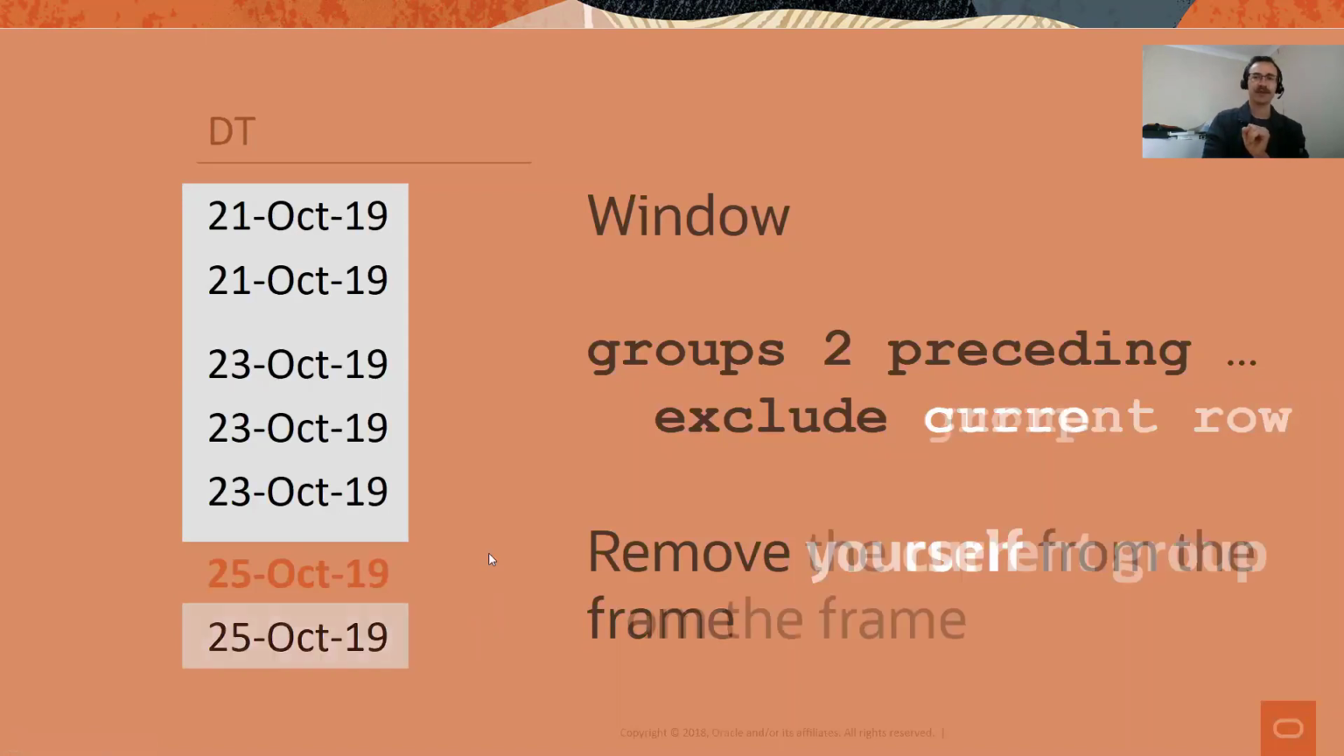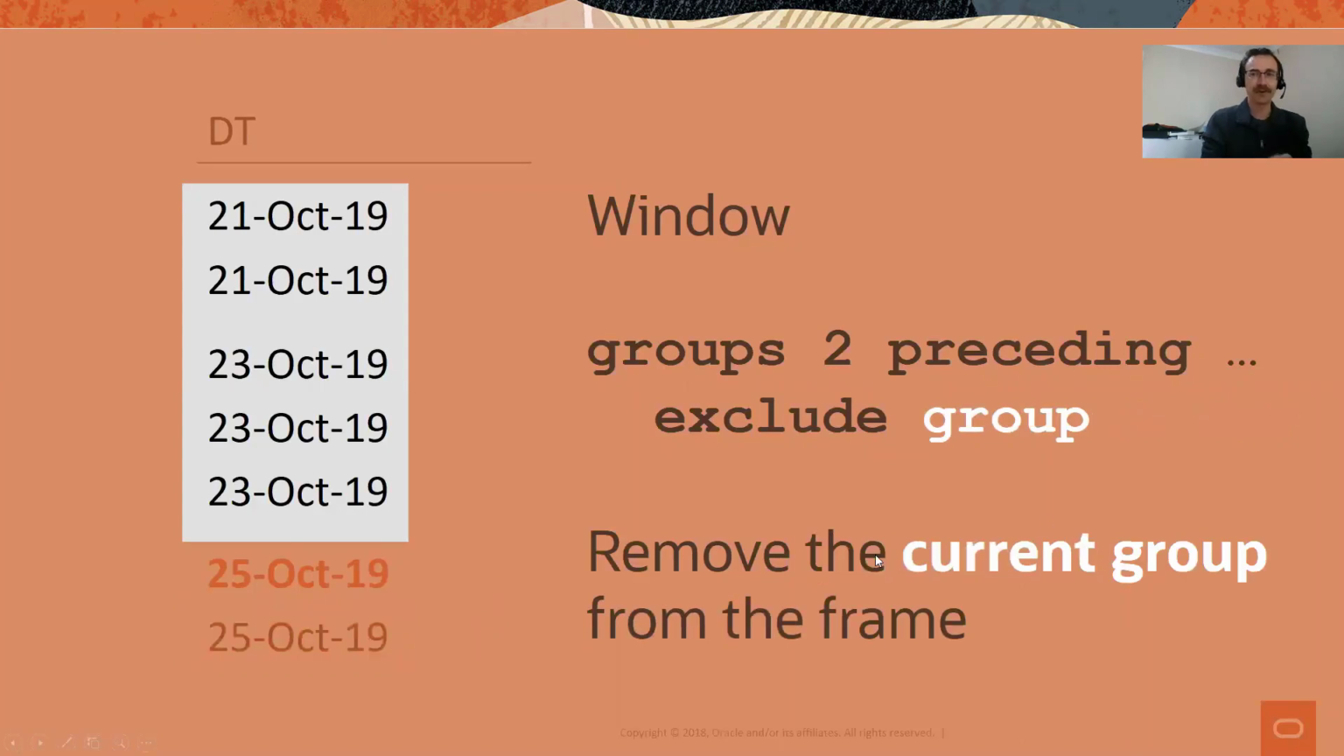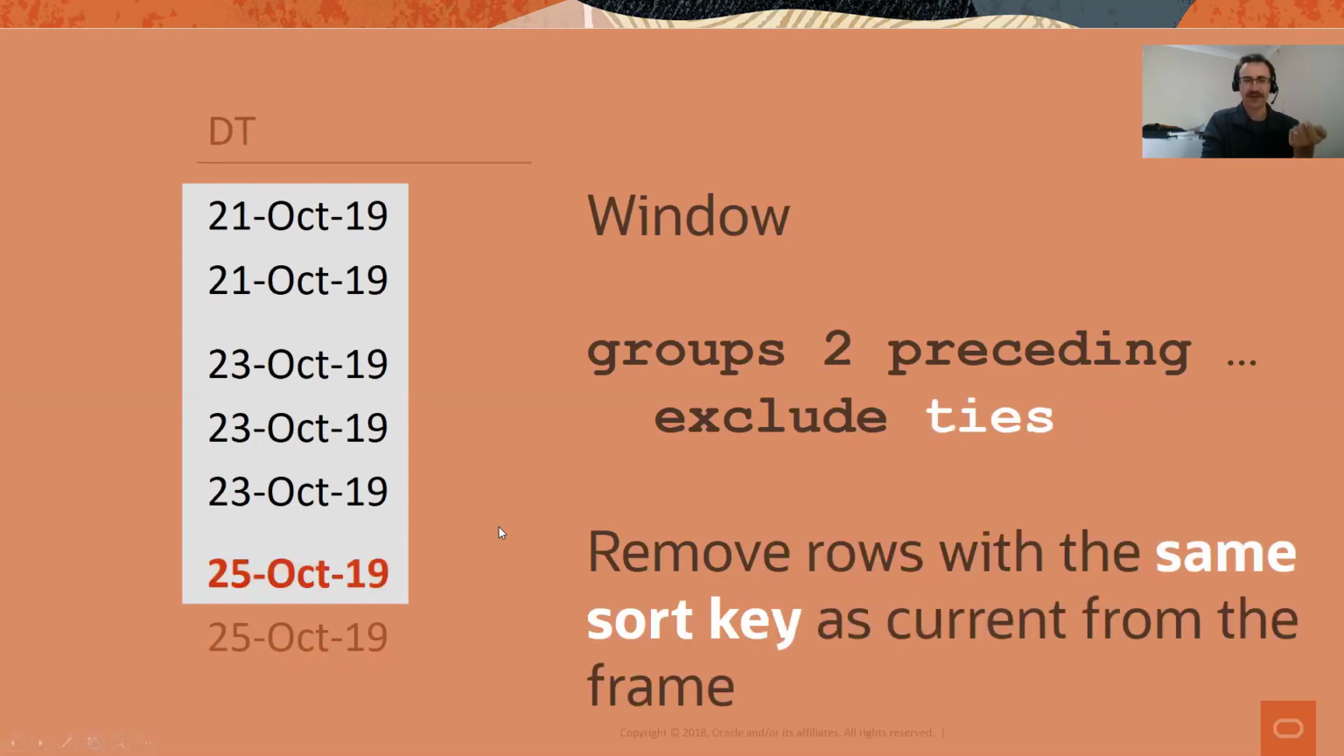Next, exclude group. So remove the current group from the frame. That is all rows with the same value for the sort key. So here, that's both of those rows with 25th of October. And again, fairly straightforward. Ties is probably the one that's a little bit trickier to understand.